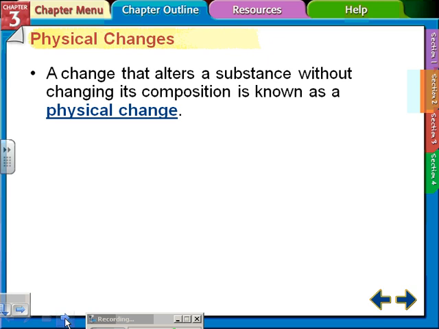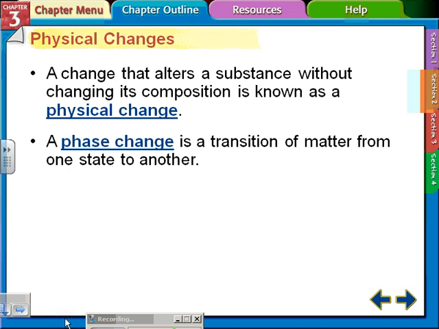And we get to this. A physical change is a change that alters a substance without changing its composition. So let's say you're going to recycle an aluminum can. You melt the aluminum down, you reshape it into something else, it's still aluminum. So you haven't changed the chemical composition of the substance. So recycling would be an example of a physical change.